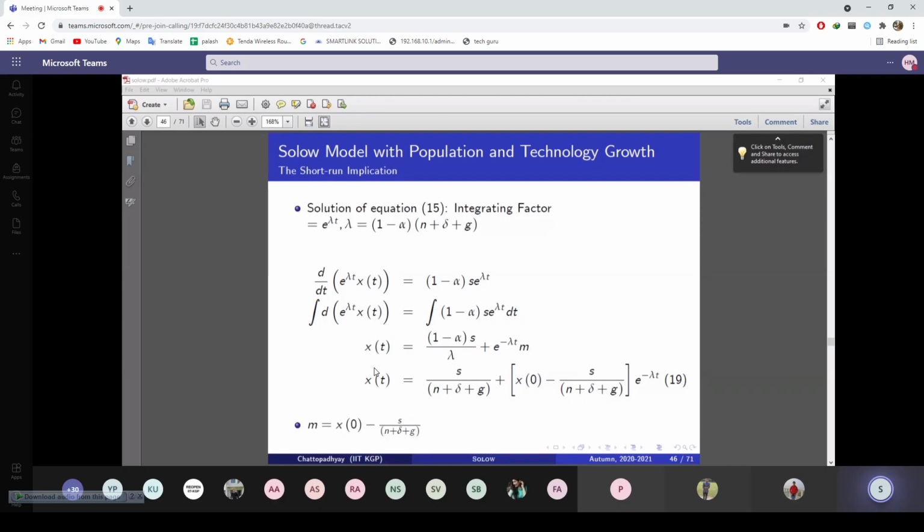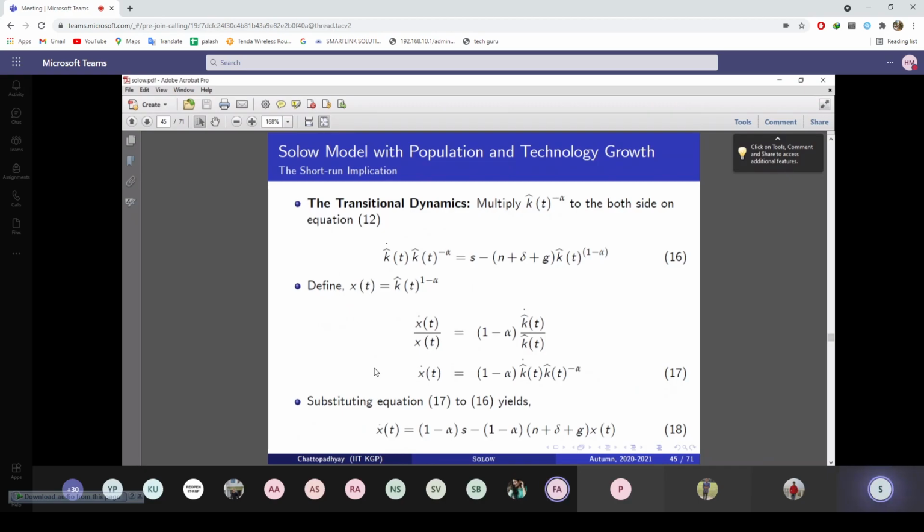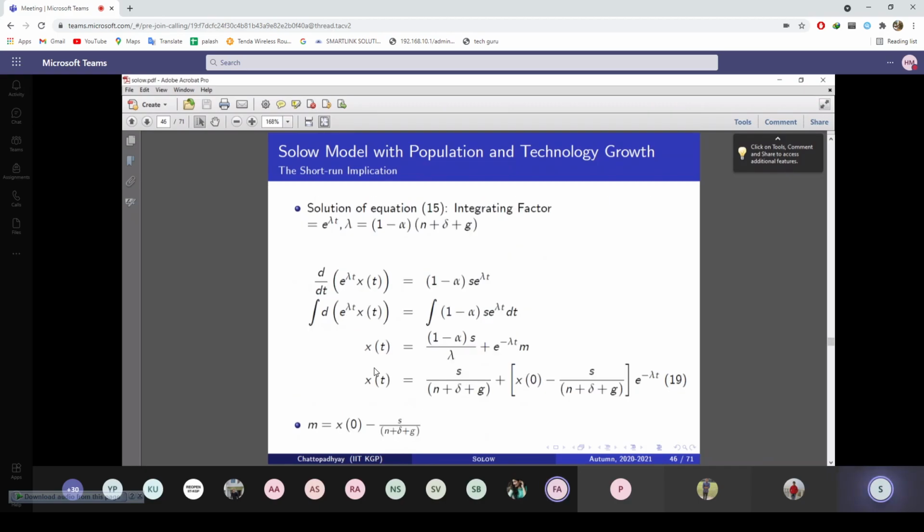Faisal Rafiq. Yes, sir. Have you derived it? Is this derivation all fine, from equation number 18 to equation number 19? Yes, sir. It's done.